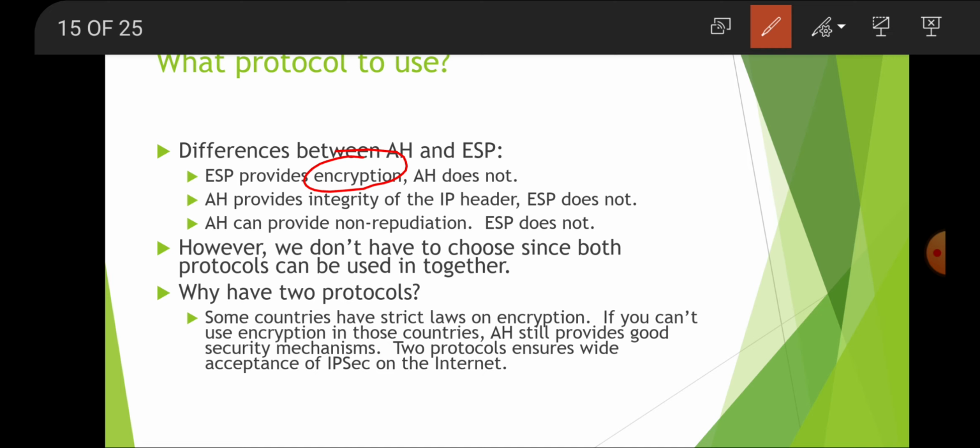Because the authentication header protocol does not provide encryption, but some countries strictly follow encryption rules, for those countries there should be IP security too. So those countries can use ESP, the Encapsulating Security Payload. So these two protocols can provide wide acceptance of IP security.